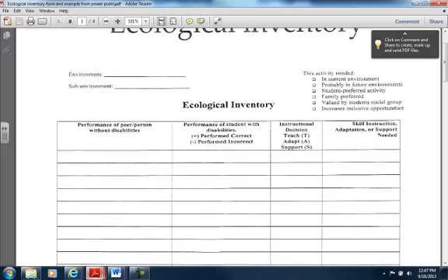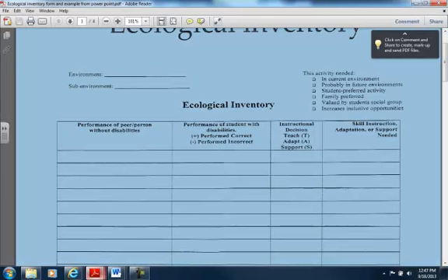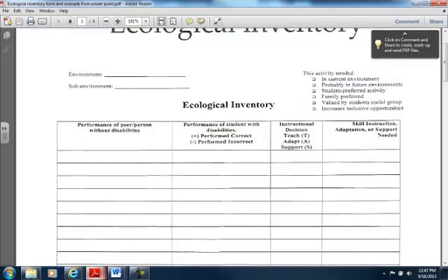And here's where you go and observe the performance of a peer person without disabilities. So we go and ask, what skills are needed? Standing in line. Asking for the order. And so you would write everything that you observe people without disabilities doing in that environment.